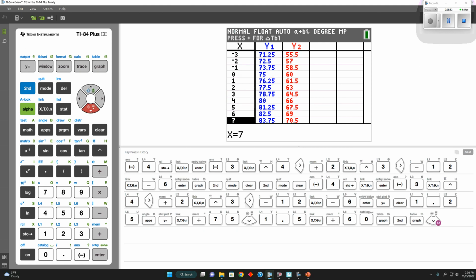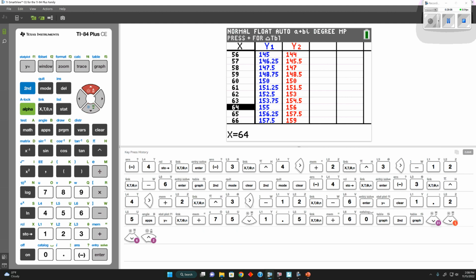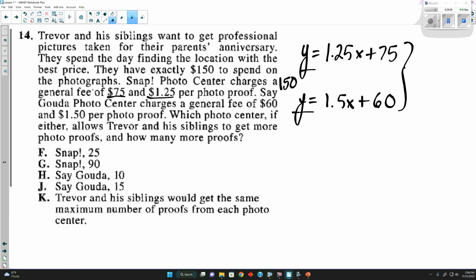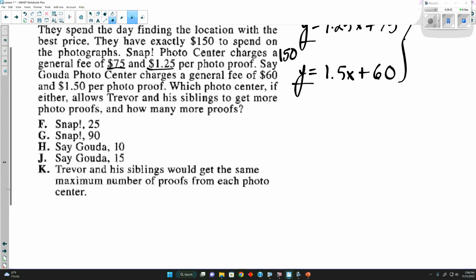And we know that we're going to go down. Now, at some point, these are going to get us 150, yes? So we know we can get more than 50. So at 60, they're both 150, yes? So that's interesting. So if we come back over here to our answer choices, Trevor and his siblings would get the same maximum number of proofs from each photo center because it gave us the same value.